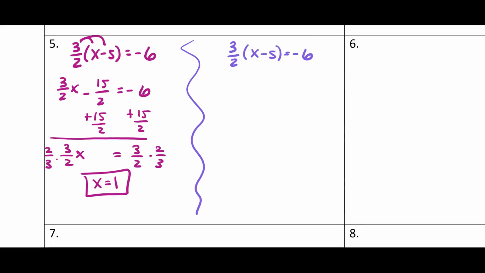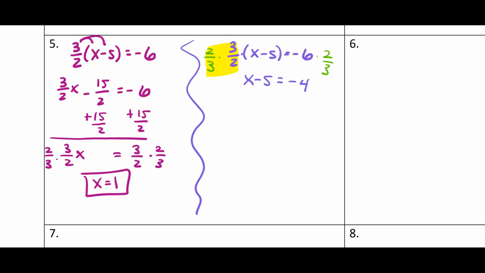Instead of distributing this 3/2, we can think of this as being 3/2 times the parentheses here. So we could actually get rid of this 3/2 by multiplying both sides by the reciprocal first, because this is a product. It's just two factors being multiplied. So what would happen is that this 2/3 right here would become 1. And we would be left with just x minus 5 equals, and then -6 times 2/3 is going to be -4.